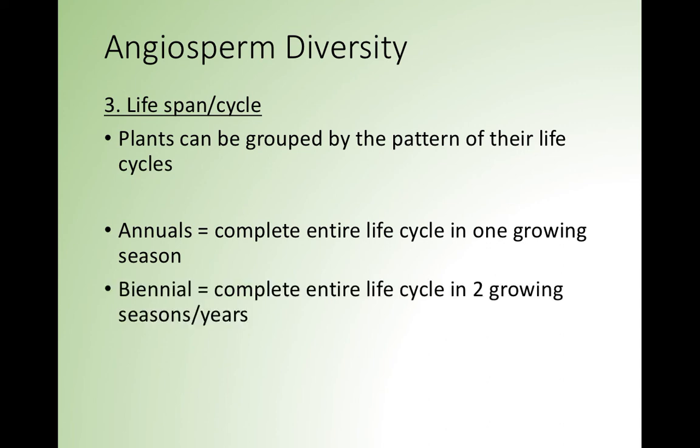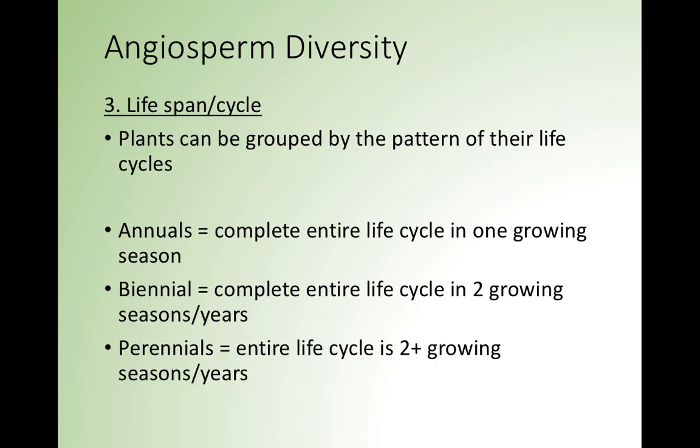Okay, biennials usually take about 2 years. And so what ends up happening a lot of times is the first year they germinate, they grow roots, they have a few short stems, but it's not until the second year that they often flower and produce seeds. Okay, and then after they produce seeds, they eventually die. So those are biennials. And then you have perennials, and perennials just mean that their life cycle is 2 or more years.